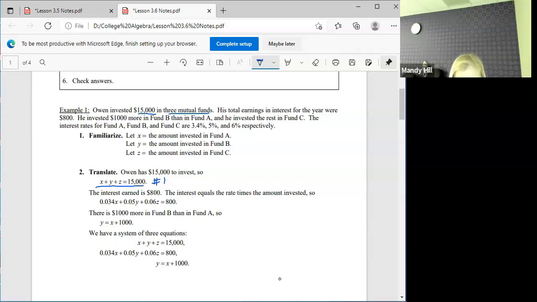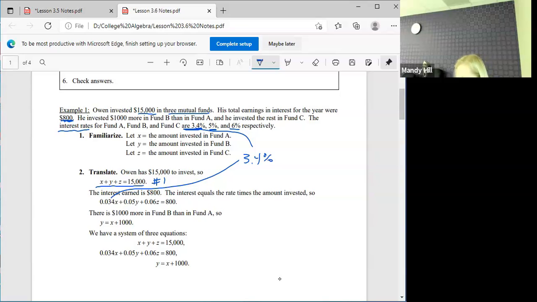The interest earned is $800. We found that out in the very next sentence. The other time it talks about interest rates is this last sentence, and it says that 3.4% is for Fund A, 5% is Fund B, and 6% is Fund C. So that's why he's got those multiplied by A, B, and C. Now, see down here, this says up here that it's 3.4%, and down here we've got 0.034.